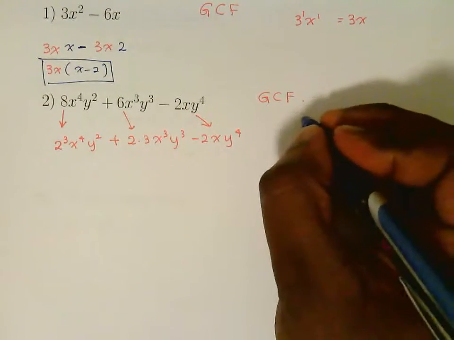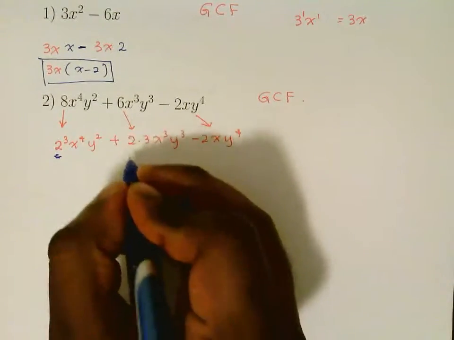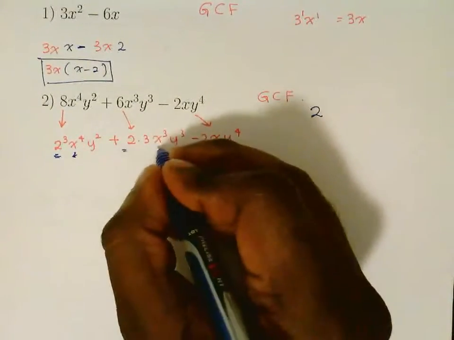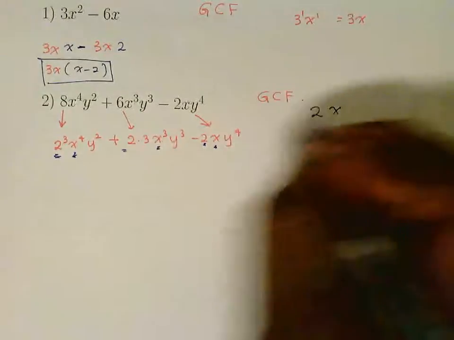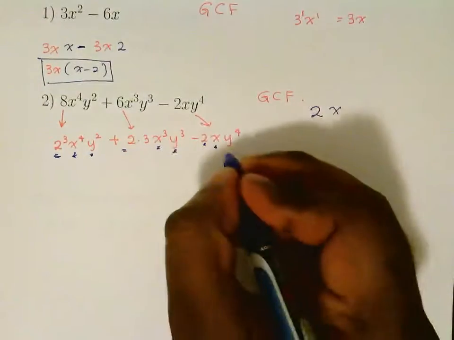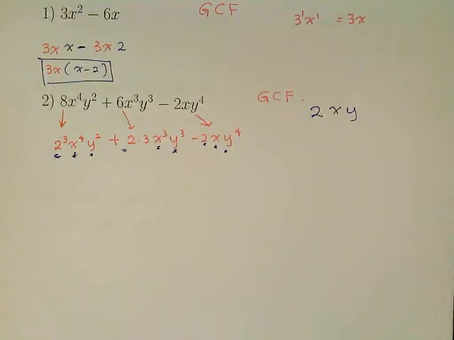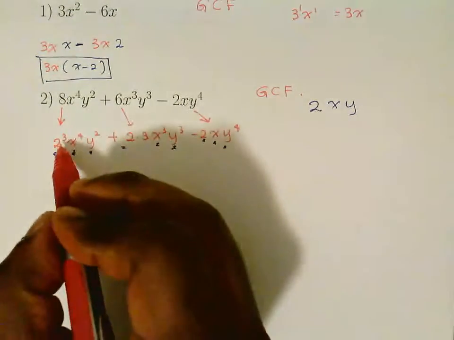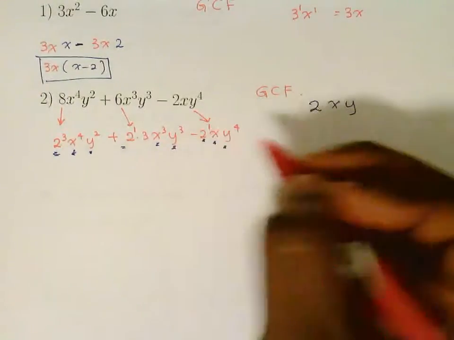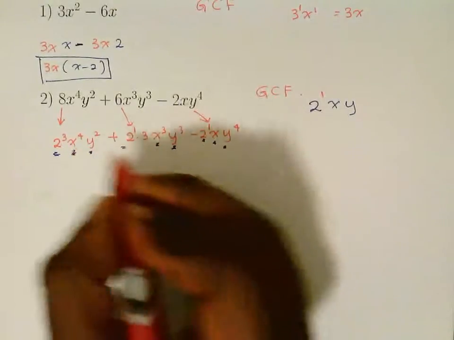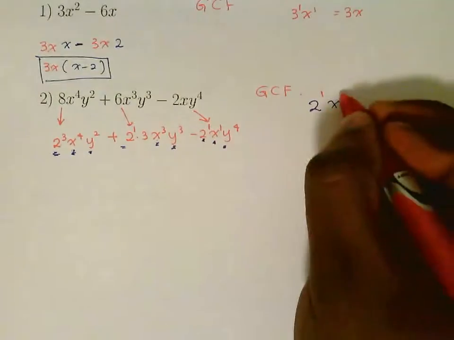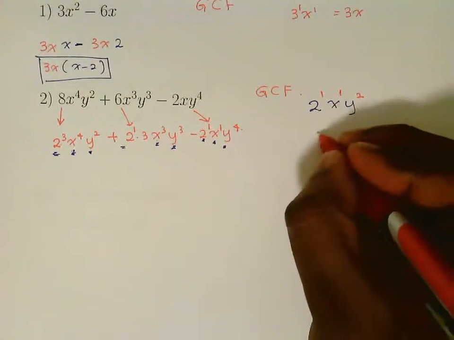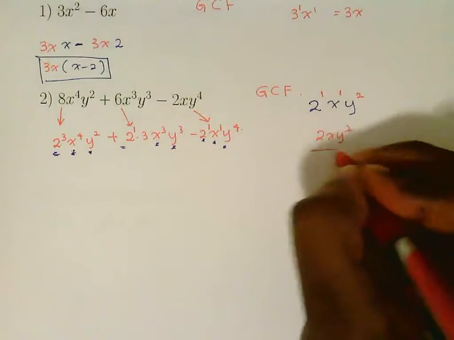Now let's see the greatest common factor. 2 is a common factor, yes, so 2 should go there. X is a common factor, should go there. Y is a common factor, so that goes to the base. And now let's pick the least exponents. 3, 1, 1, 1. 4, 3, 1, 1. 2, 3, 4, 2. So 2xy squared is the greatest common factor.